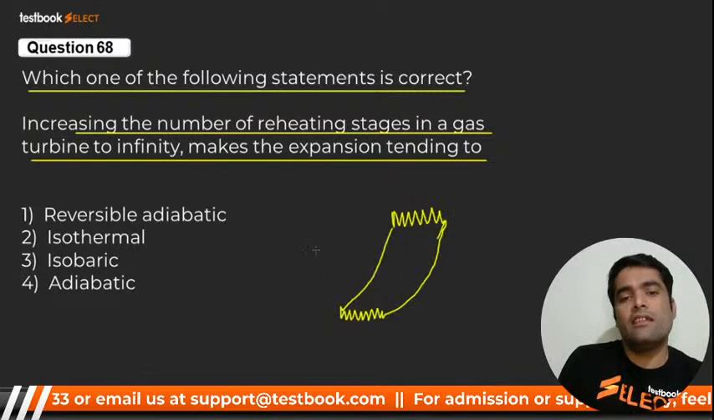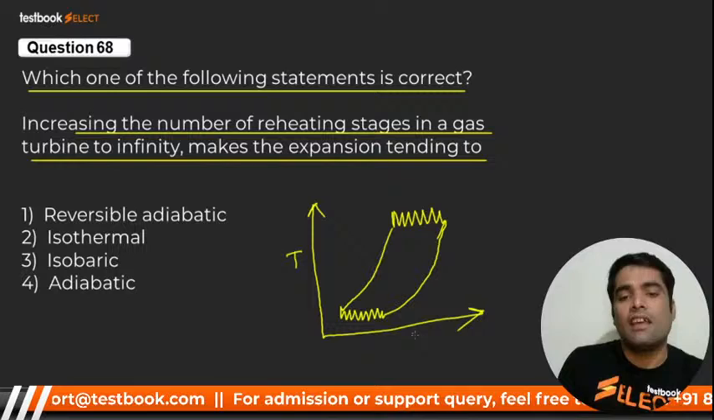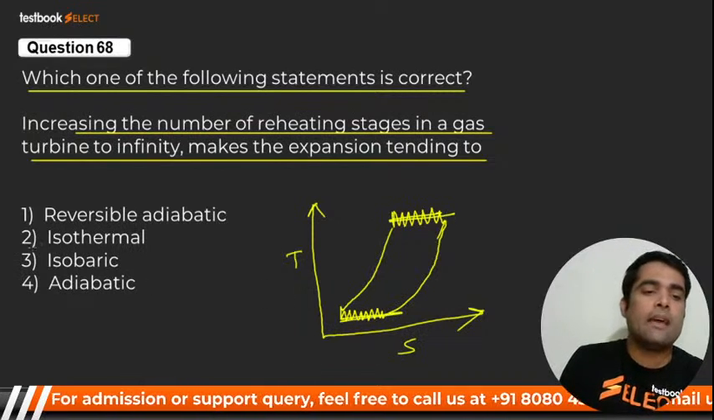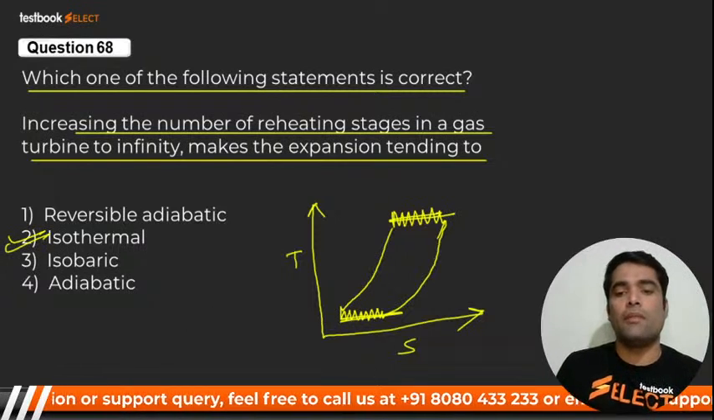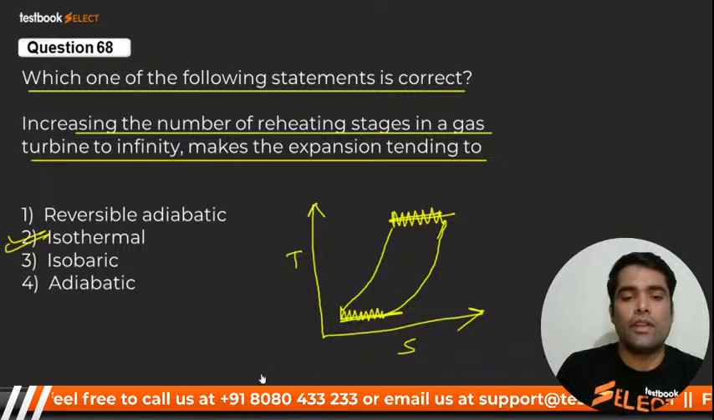क्या होता है बच्चा ये? TS डायग्राम बताया था ना? That is what? Isothermal बताया था ये. क्या बताया था? Isothermal. If you remember. Very good. Isothermal. I got it. Here we go for next.